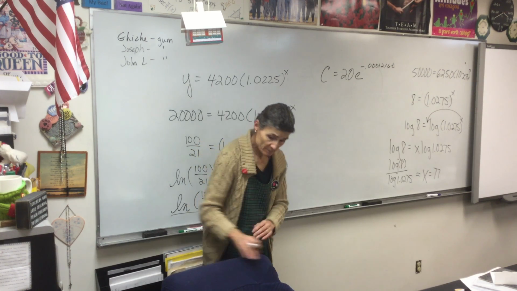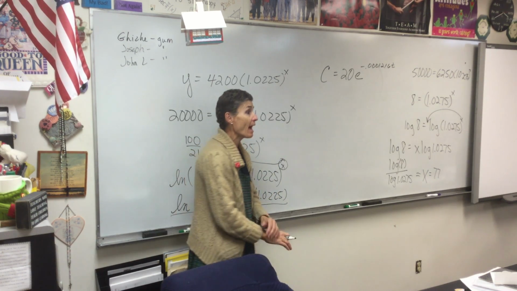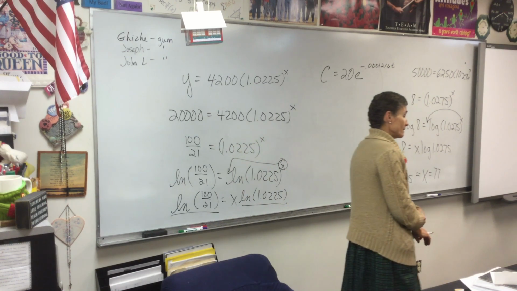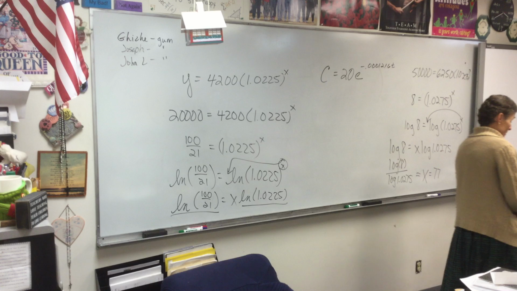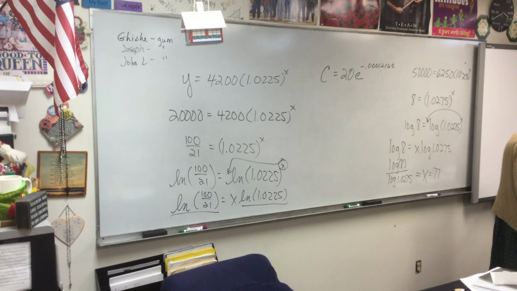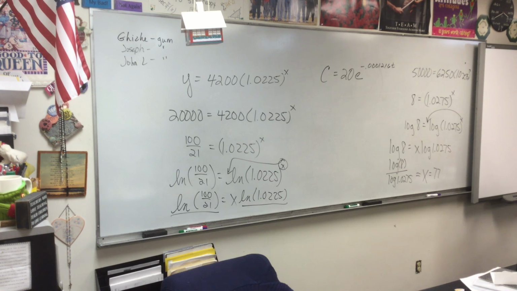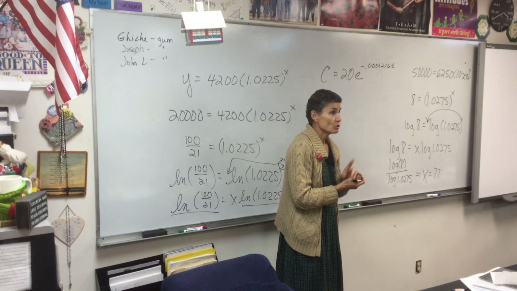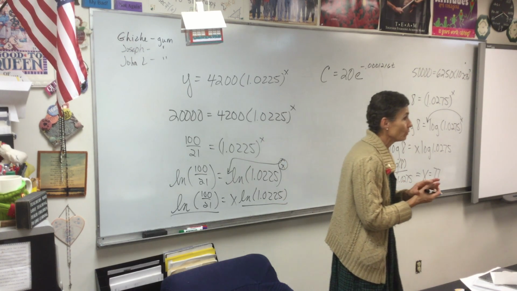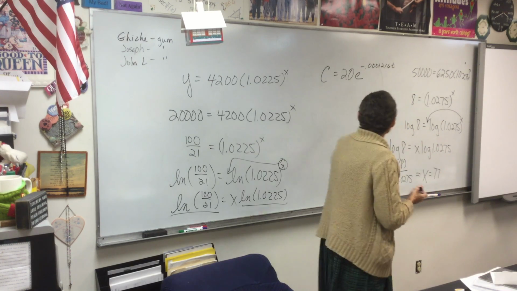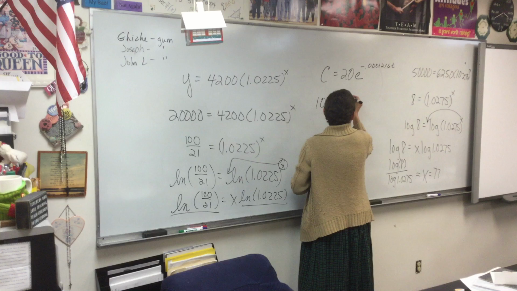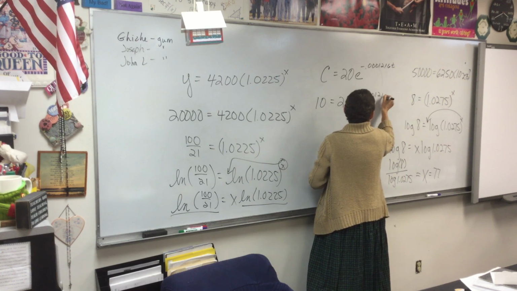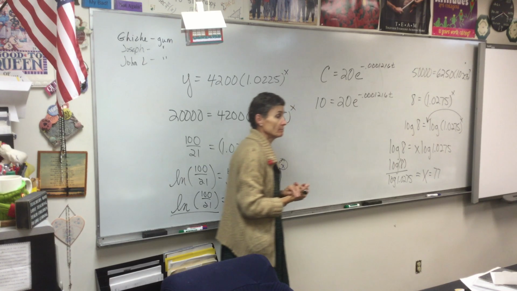Now the problem says, estimate the half-life of carbon-14. What does half-life mean? How long it takes. So we're looking for a time. How long is it going to take for what to happen? To have half of what you started with? Okay, let's look at the equation. How much did I start with? 20. So half-life would mean I had 10 left. So I'm going to put a 10 in right here, and I'm going to find the t that would give that to me.